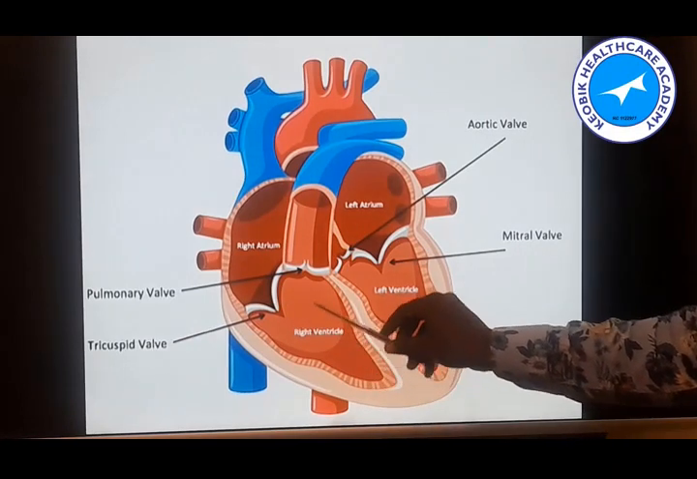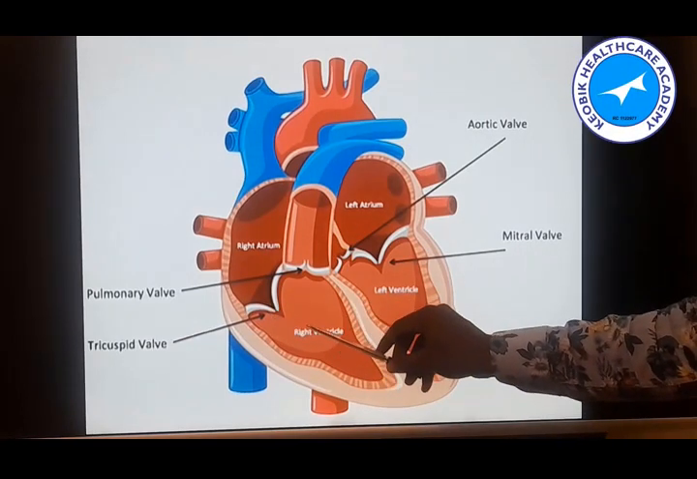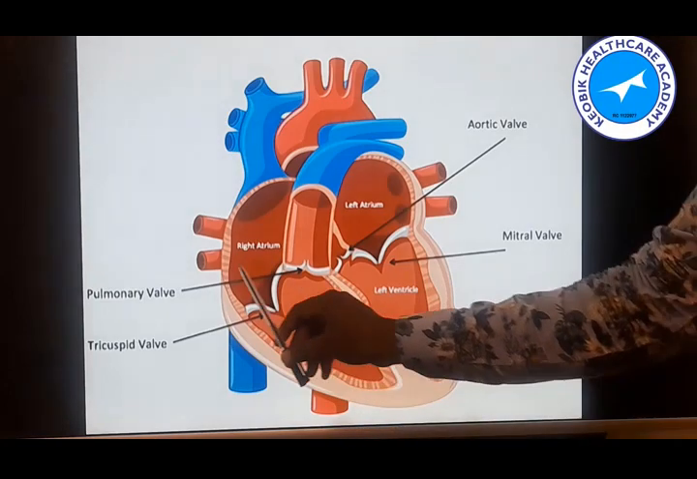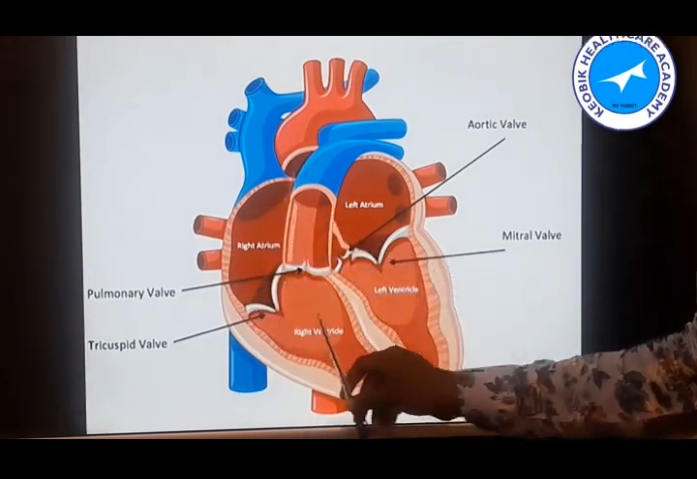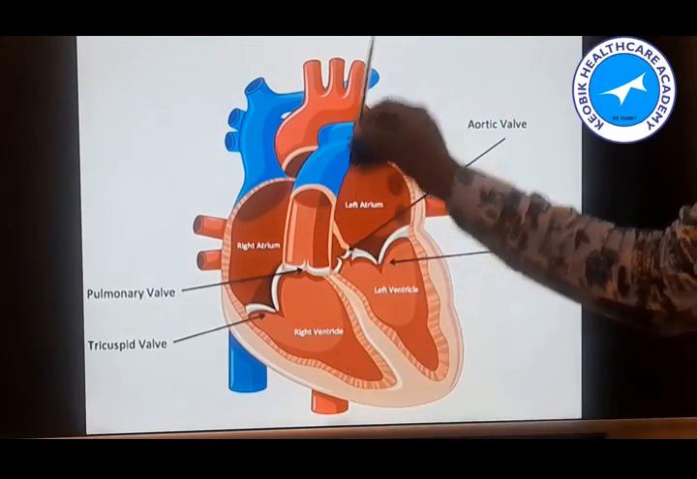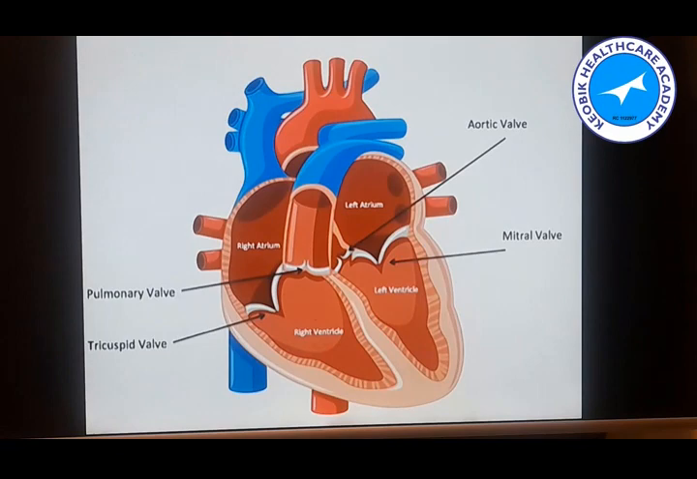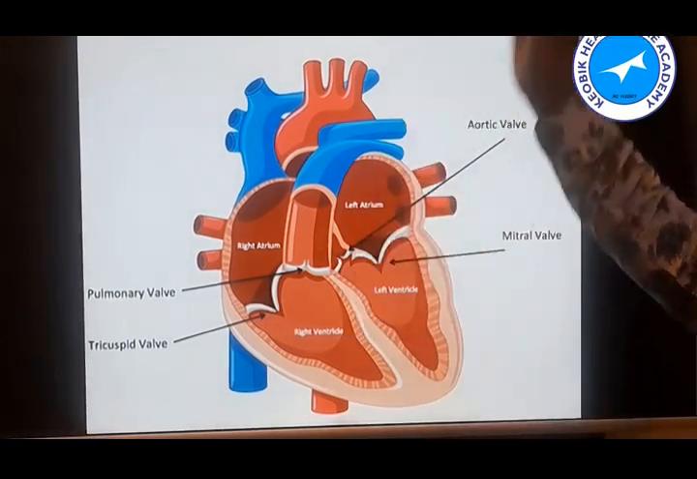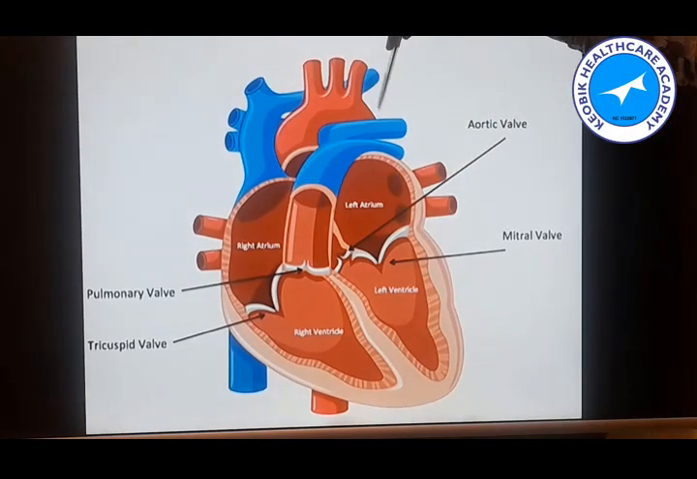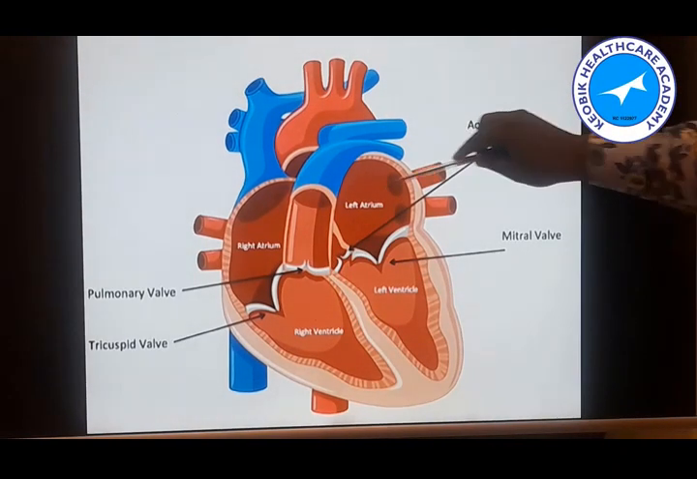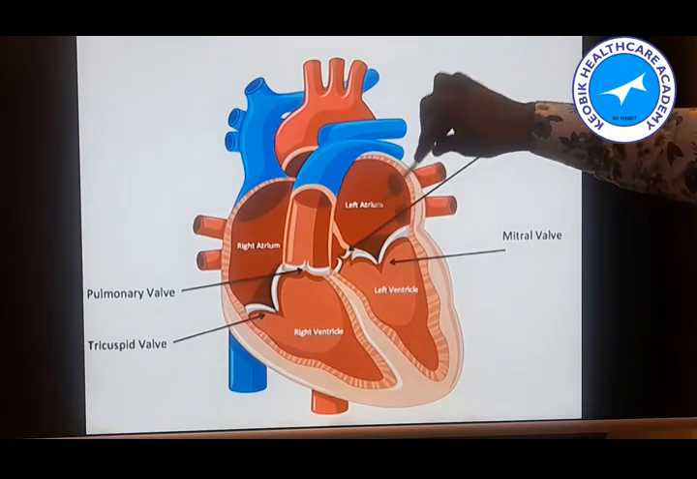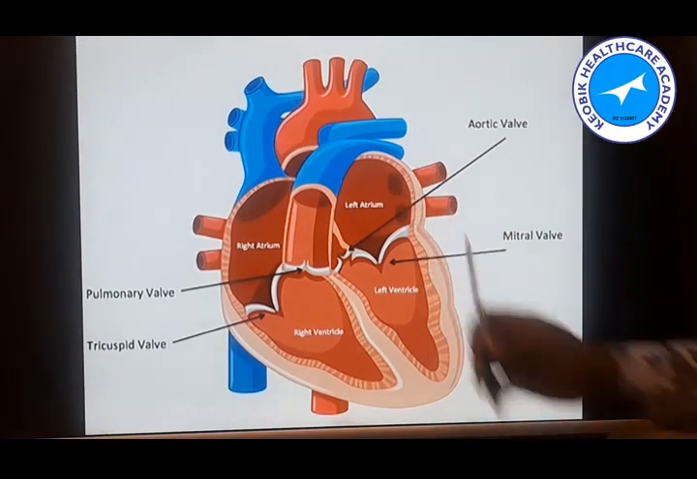ventricle. Still deoxygenated blood. Now from the ventricle, remember ventricles pump out, atriums receive. So the right ventricle pumps it into the pulmonary artery. The pulmonary artery takes it to the lungs. Once it gets to the lungs, it receives oxygen. Then it enters the left atrium, carrying oxygen in it.